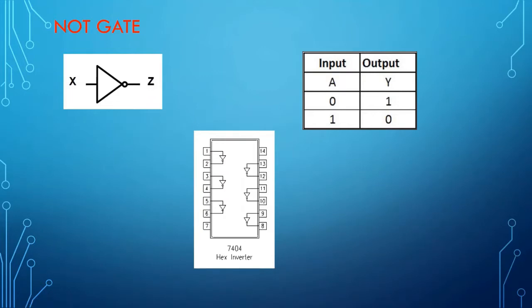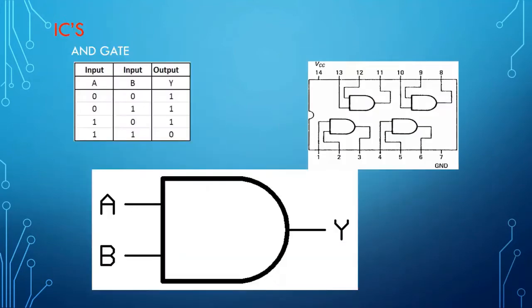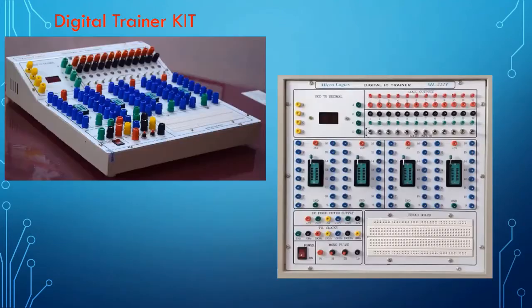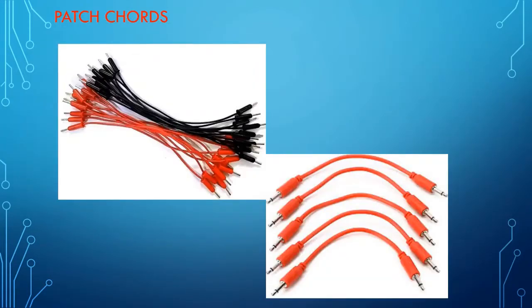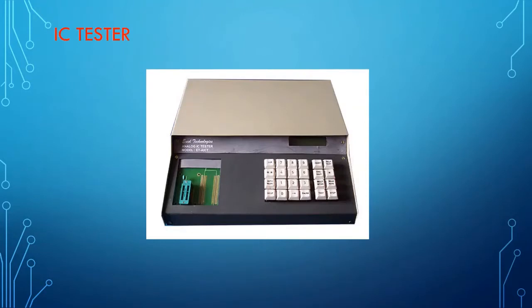So this is all about the theory part that you need to know before getting into the circuit diagram or before getting into the digital circuits laboratories. Very importantly, I need you to know about these three things: a digital trainer kit, an IC, and the patch cords. The IC tester kit is not that important to you because it will be tested by the lab personnel present in the laboratories before supplying the things.